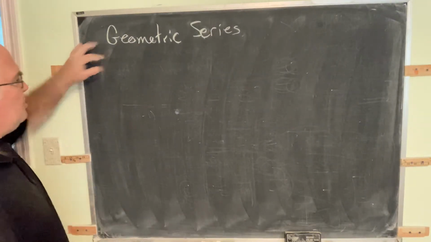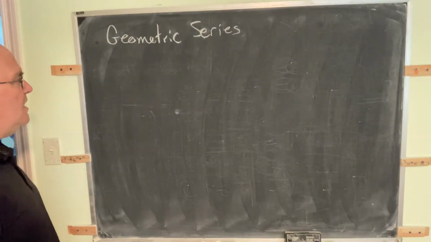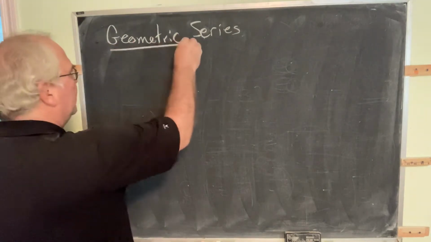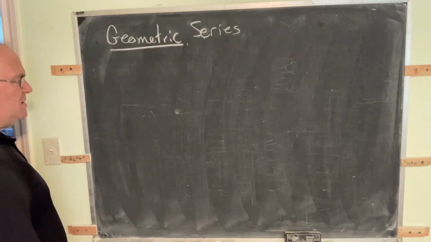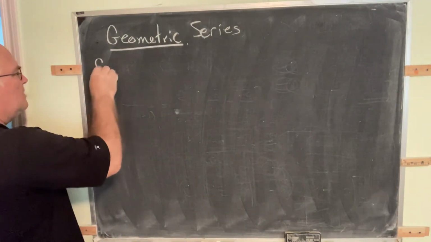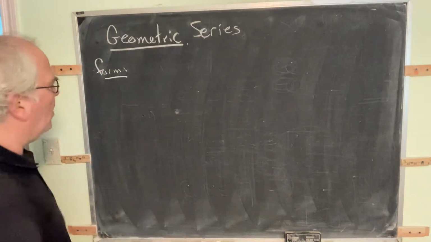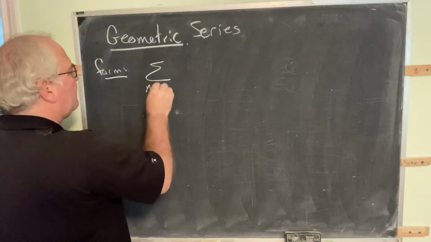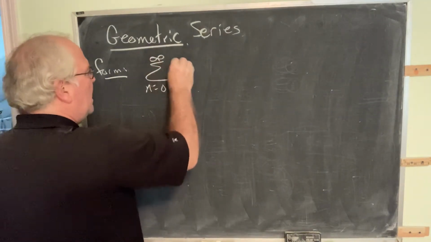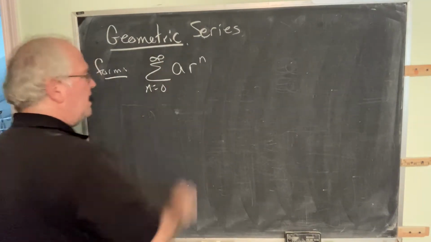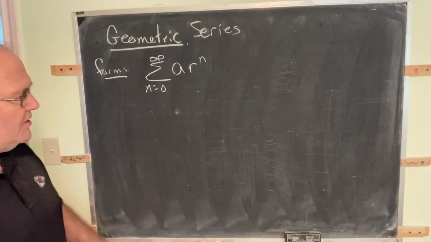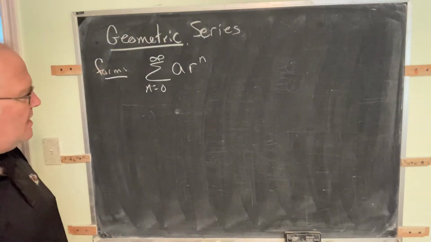Our next special variety of series is called a geometric series. A geometric series is anything in the form a times r to the n. This is a geometric series. Now, there are some very special things that happen here.